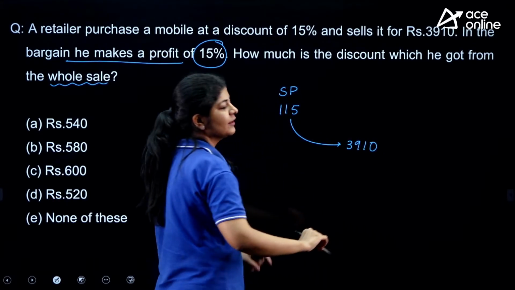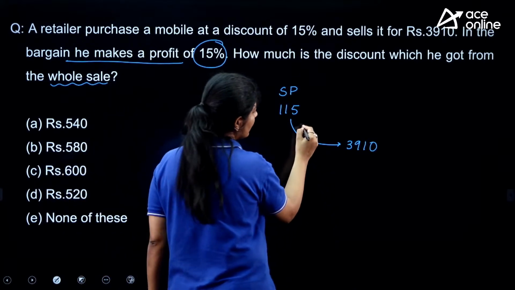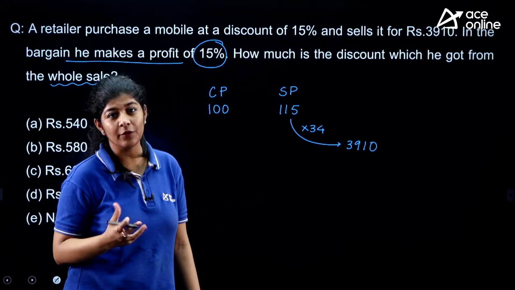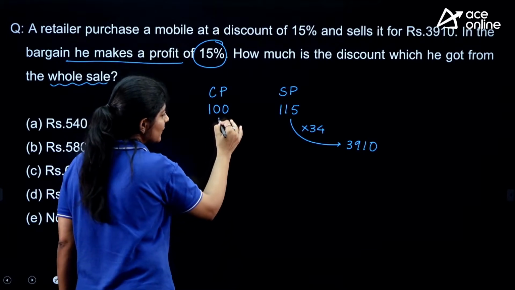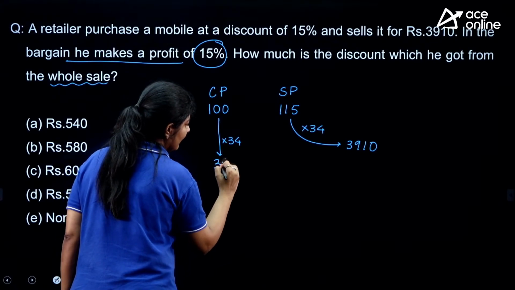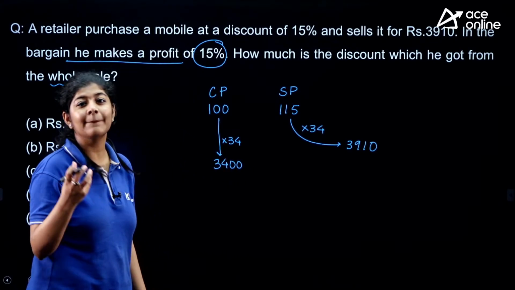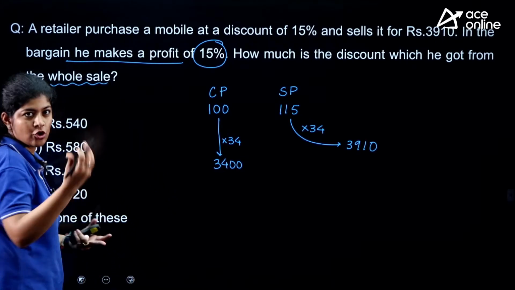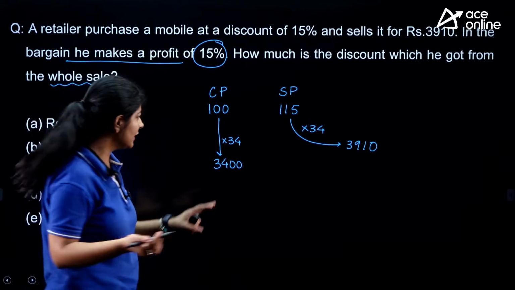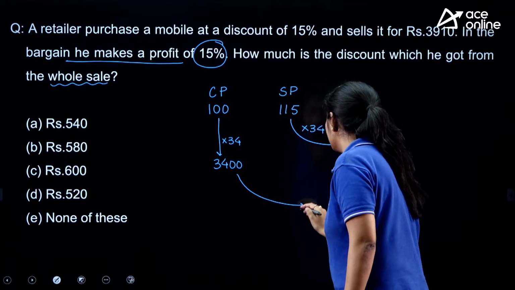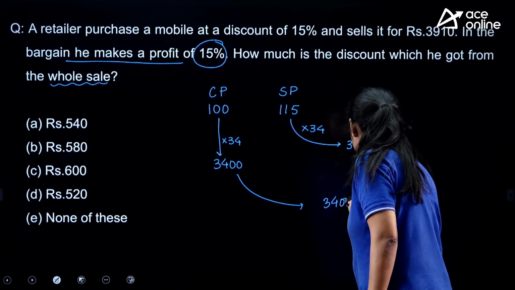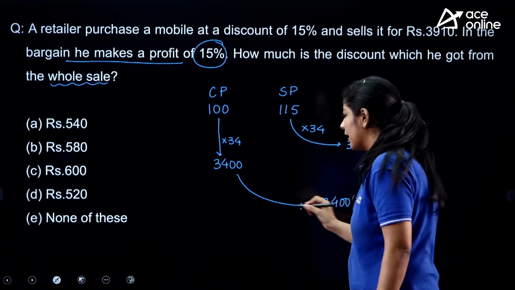3910. I am selling it for 3910, which is a multiple of 34. If this value is a multiple of 34 and we are just taking the ratios, so this value is also a multiple of 34. That means the cost price, the amount that the man paid at the wholesale shop, is 3400. But again he is getting a 15% profit on it. So here we will find out the value of this one.